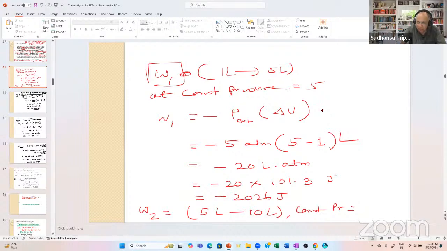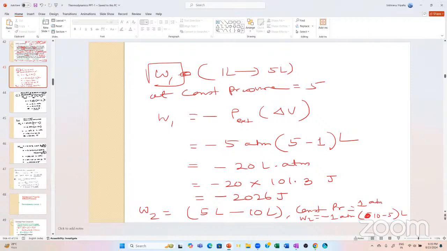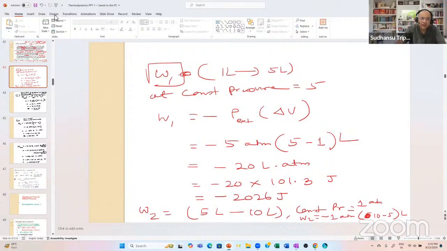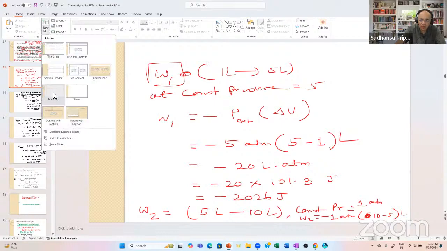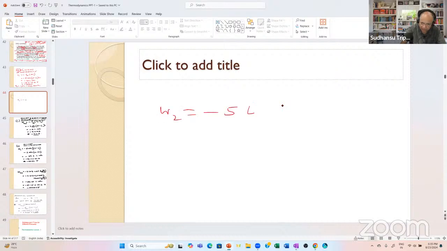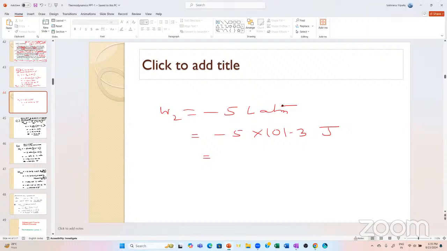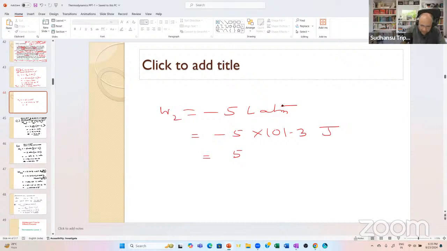Then what is the work done? W2 is equal to minus, constant pressure is 1 atm, into the volume difference. 10 is the final volume and 5 is the initial volume. So 10 minus 5, 5 into 1, 5 liter atmosphere. So W2 is minus 5 liter atmosphere. 5 into 101.3 joules, so minus 506.5 joules.